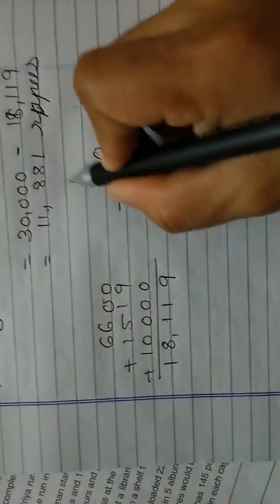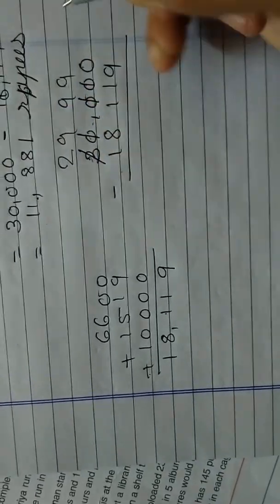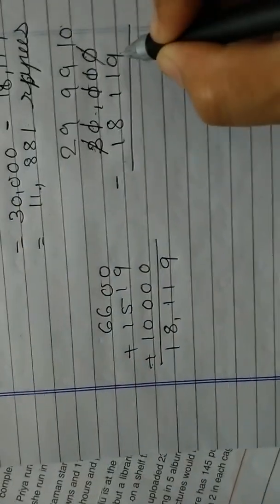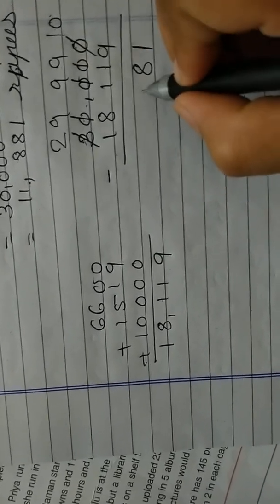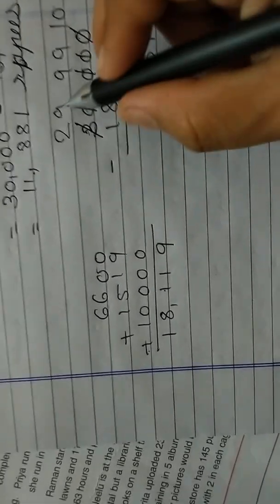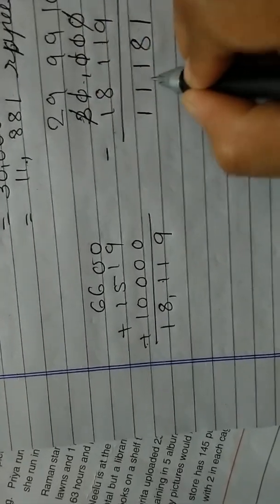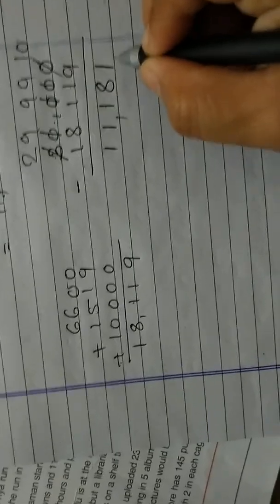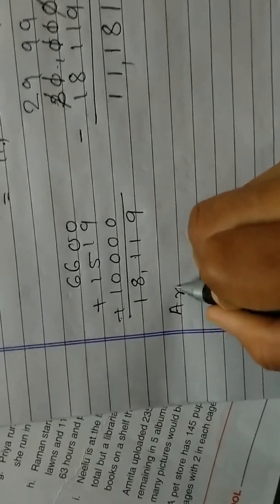Cut 3, write here 2. Cut 0, 0, write there 9, 9 and 9. Write here 10, 10 minus 9, 1 is there. 9 minus 1, 8 is there. 9 minus 1, 8 is there. 9 minus 8, 1 is there. 2 minus 1, 1 is there. Answer is 11,119. So, we have to write money with answer.